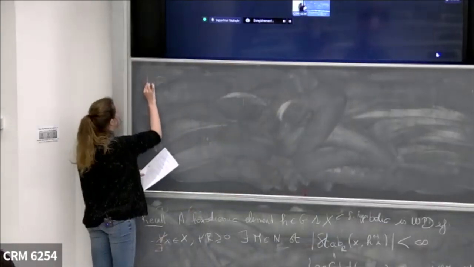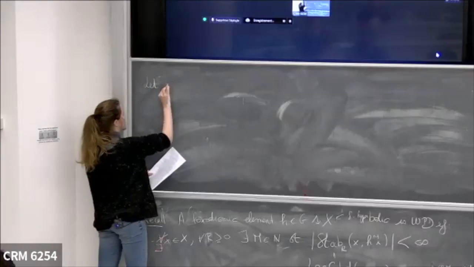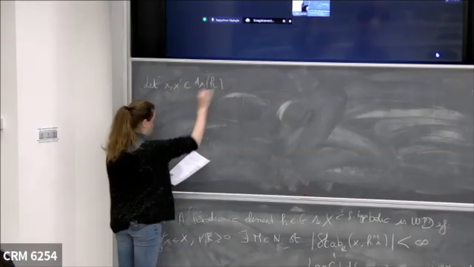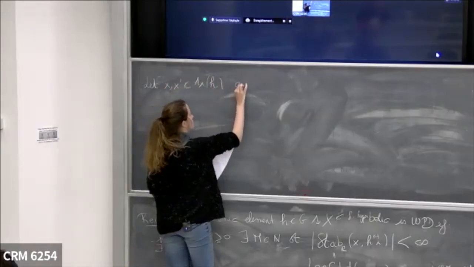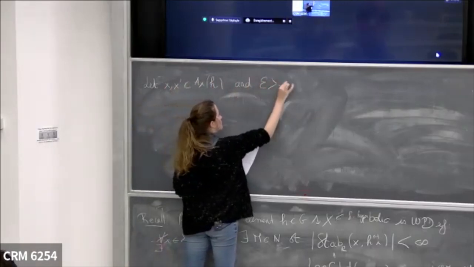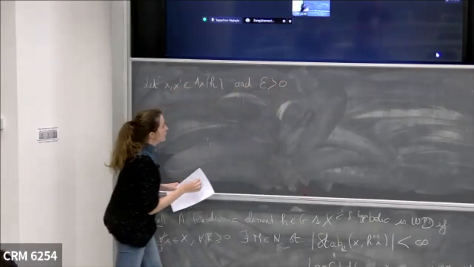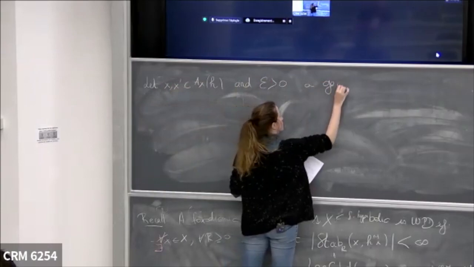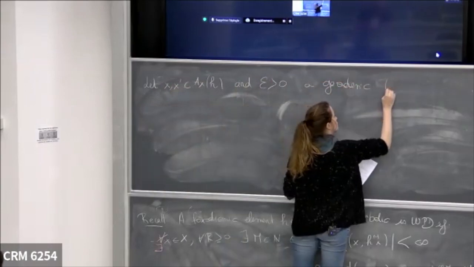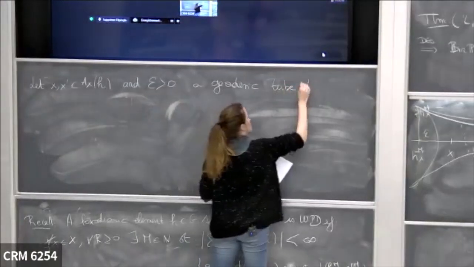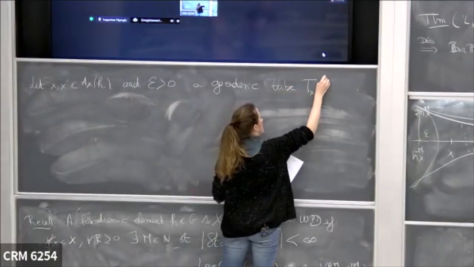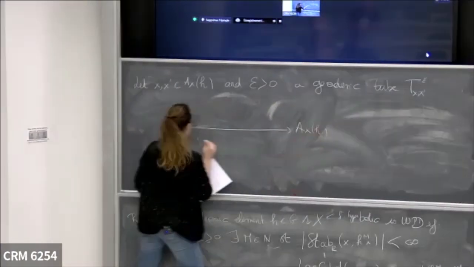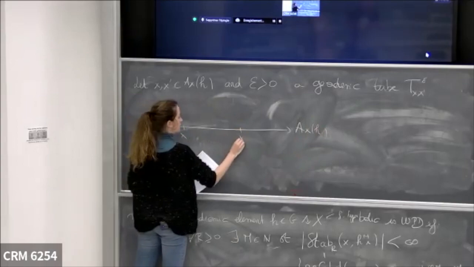Okay, so I will introduce just a few notations. If you take X and X prime on your axis, and you take epsilon strictly positive, what I will call the geodesic tube, C(X, X', epsilon), will be the following. I have my axis. I have two points, X and X prime.